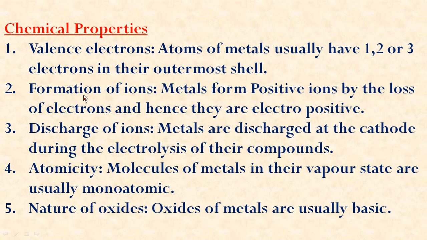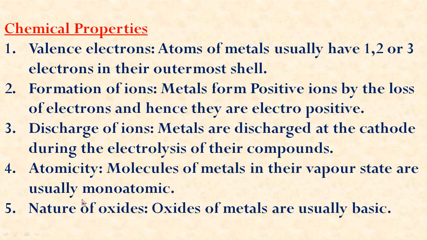The second one, formation of ions. Metals form positive ions because they lose electrons, hence they are called electropositive. Discharge of ions: metals are discharged at the cathode. In the electrolytic refining process, the metal is discharged at the cathode during the electrolysis of their compounds. Then the fourth one, atomicity. Molecules of metals in their vapor state are usually monoatomic. Sodium, potassium, calcium, zinc, all these metals are monoatomic. They have atomicity 1.